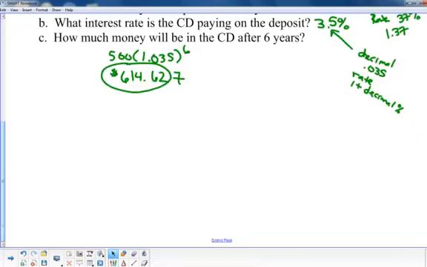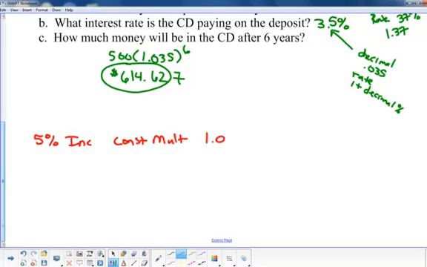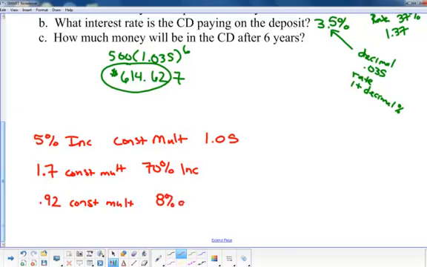So just a quick recap on this percent stuff. If you had 5% increase, your constant multiple would be 1.05. If you had 1.7 as your constant multiple, you would have a 70% increase. And if you had 0.92 as a constant multiple, that means an 8% decrease, because 1 minus 0.08 is 0.92. 1 is the base number where everything stays the same.